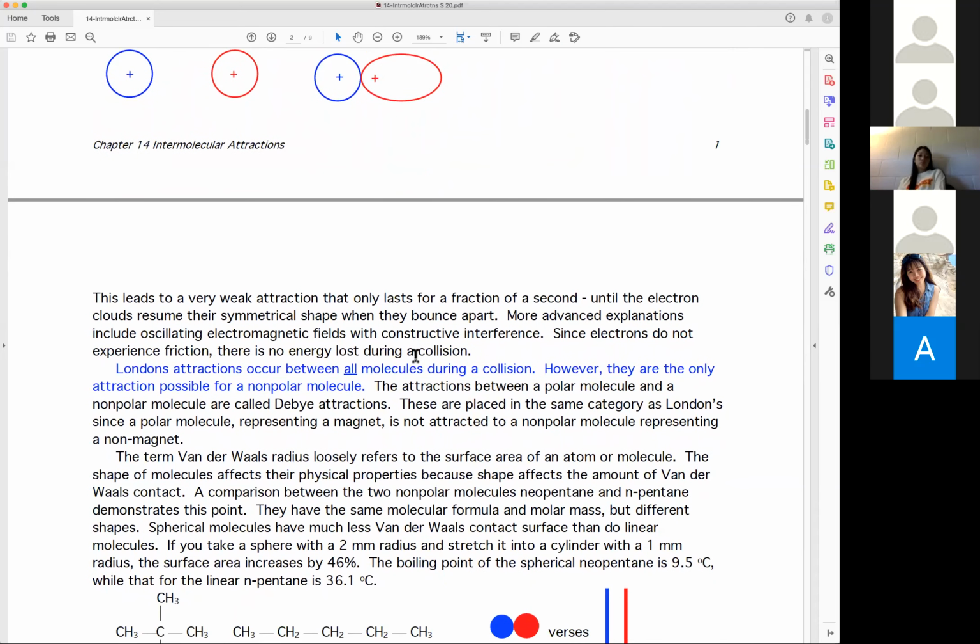Okay? And they bounce apart like nothing happened. Do electrons actually collide into electrons? The answer is no. Do electrons ever experience friction? The answer is no. So therefore, during this collision, the clouds may deform, but no energy is lost. We call it a totally elastic collision. No energy is lost. And we'll talk about this in the chapter on gas laws.